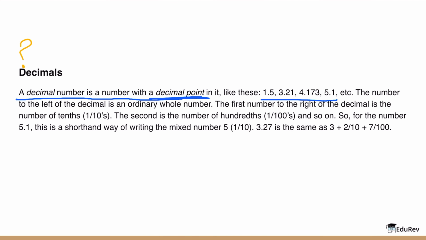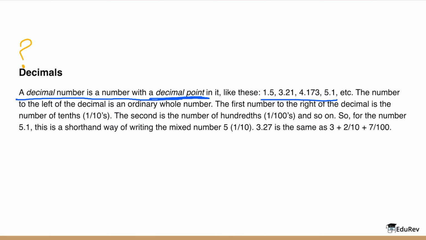Now did you notice one thing? When I said 3.21, I said 2 and 1 as different numbers. I did not say twenty-one, because this is not the way we say numbers that are after the decimal. So all the numbers after the decimal have to be considered individually. I cannot say 3.twenty-one. I have to say 3.2 1. Correct. So the number to the left of the decimal is an ordinary whole number.